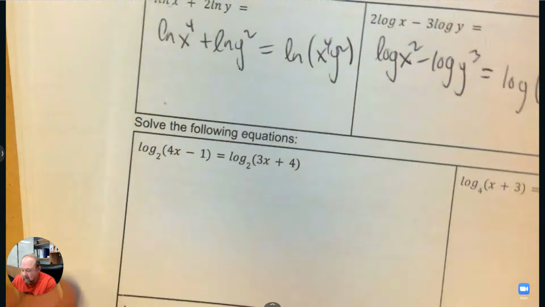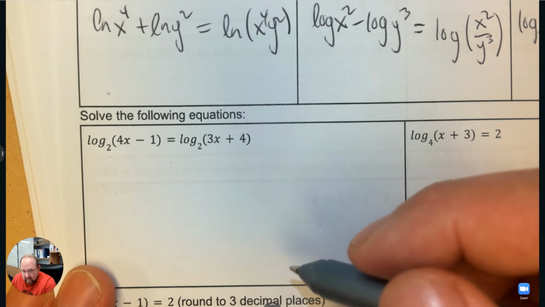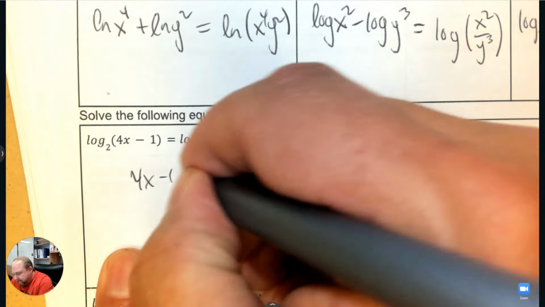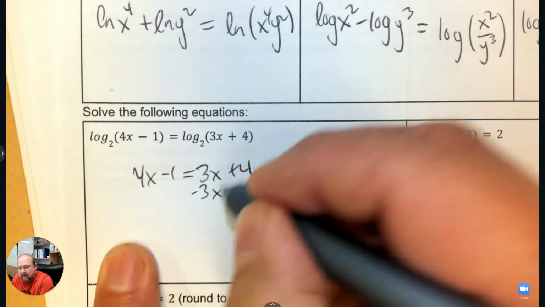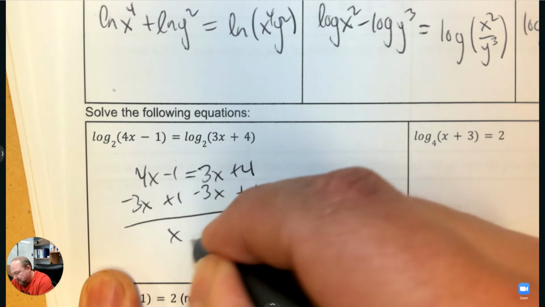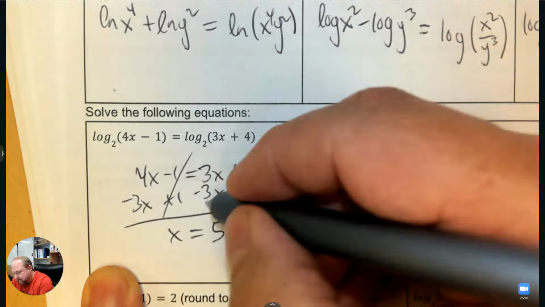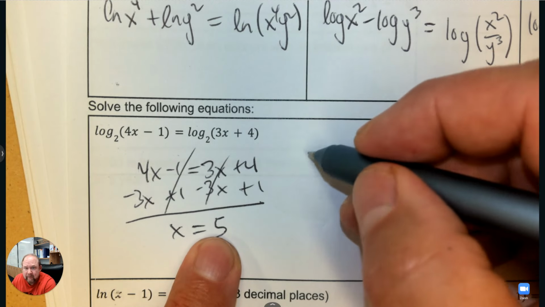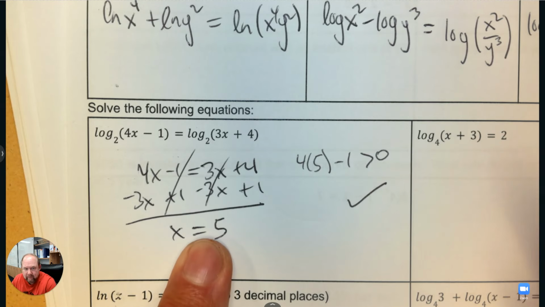Now, can you solve equations with logarithms or exponentials where you need a logarithm? So the bases are the same. Make them equal to each other and then solve it. So I'm going to subtract 3x and I'm going to add 1 to solve this. And then when I do that, I get x is equal to 5. I do need to make sure that when you plug it into the logarithm, it's greater than 0, which it is.